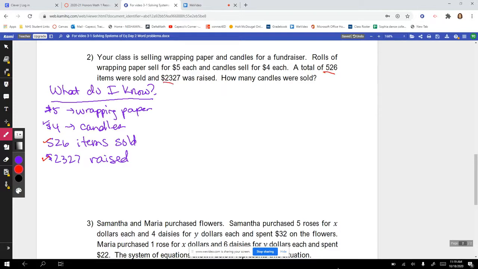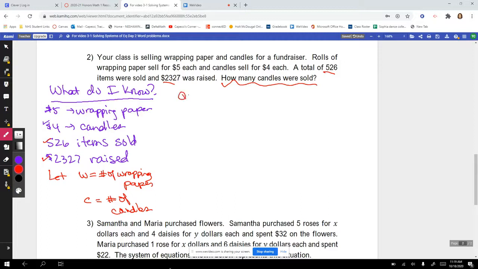526, and they tell us how much was raised. So again, I can say let W equal the number of wrapping paper sold, and let C equal the number of candles. Now let's take a look. Our bottom line was how many candles. We obviously have to use W for wrapping paper, and we're going to have to solve for that, but candles is really the only thing we need to answer the question.